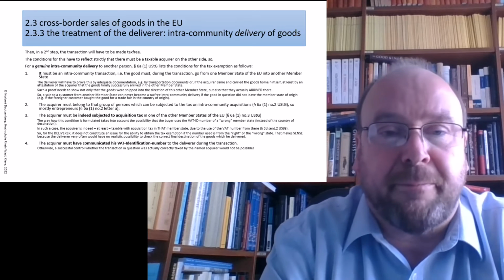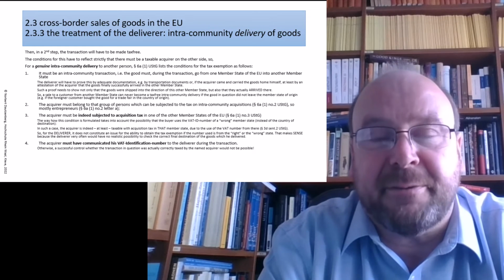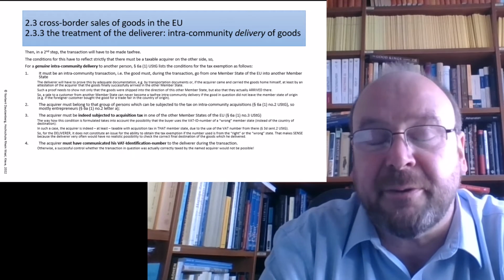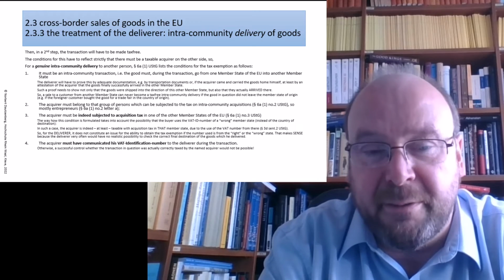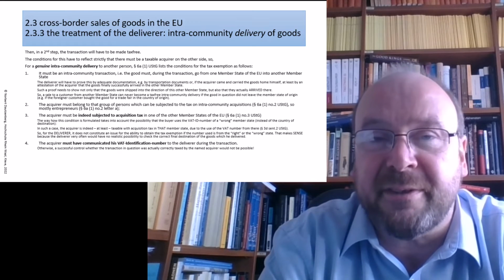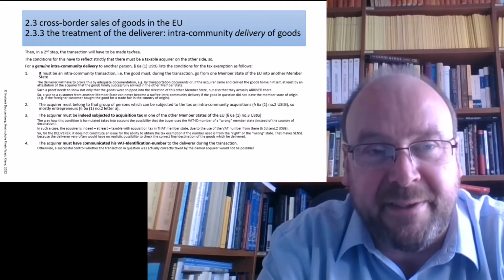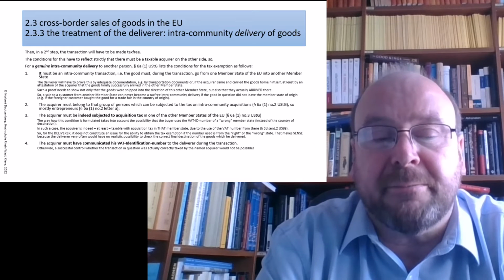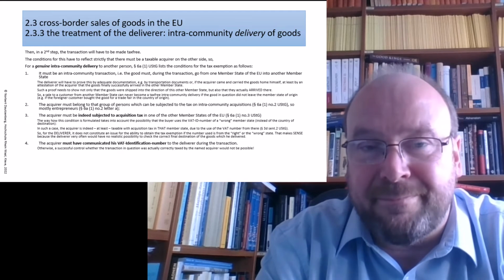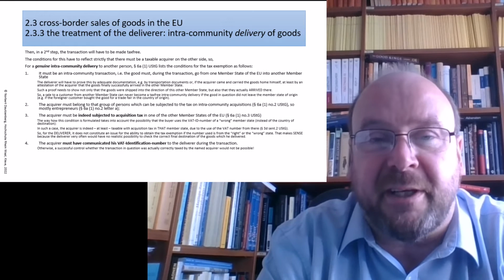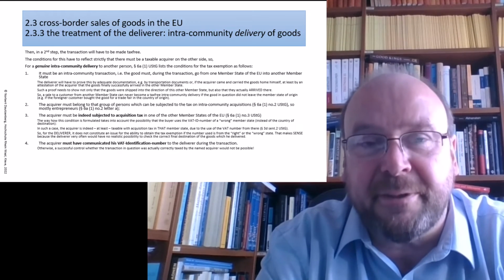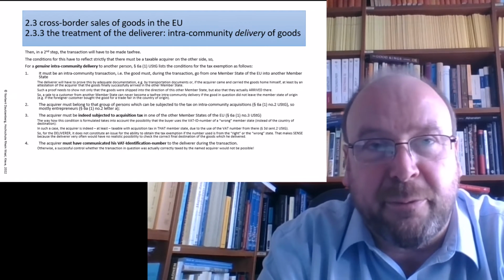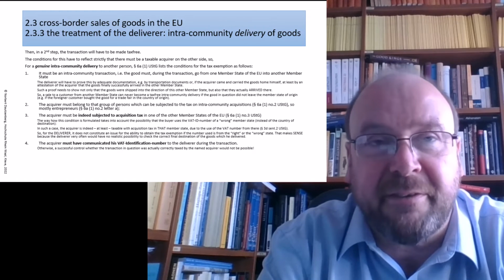And number 4, recently added to the tax laws of the member states, the acquirer must also have communicated his or her VAT identification number deliberately to the deliverer during the transaction. So must have said, I buy this under my VAT identification number. That was always nearly between the lines, because you could never successfully really prove that your acquirer was an enterprise owner if you were not able to have the VAT identification number.